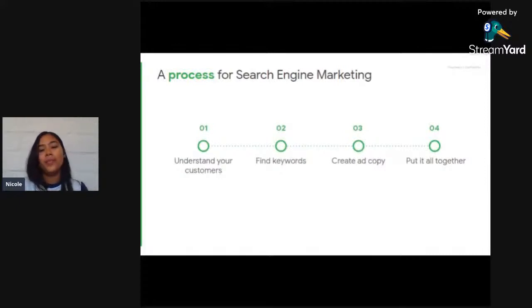So now let's take a look at the process for search engine marketing. The first step that you need to consider is you need to understand your customers. Understand your customers. This is what makes everything else happen. You need to find keywords. You need to brainstorm good keywords to bid on that might be relevant to your target audience. You need to create ad copy. In order to create good ads, we need to understand what our target customer wants. And finally, we need to put it all together.